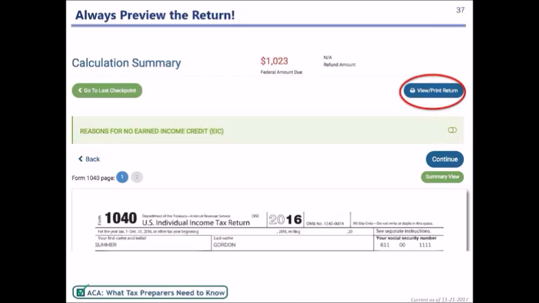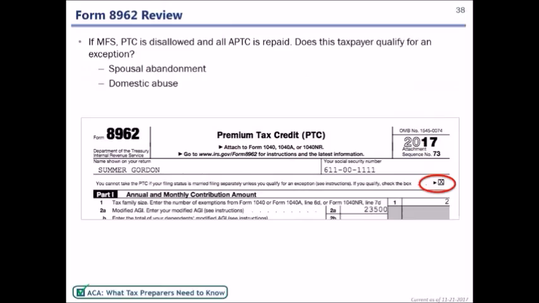Okay, next. Always preview the return because it'll give us all the other groovy forms. There's a lot to look at on Form 8962. Starting at the top of the form, if someone is married filing separately and PTC is disallowed, does the taxpayer qualify for an exception? So you would look for this check mark to see if they qualified for spousal abandonment or domestic abuse. If you have someone who was married filing separately and they don't have a check mark there, they're going to be repaying the whole amount up to the cap. So it's a good time to review whether they're eligible for that exception.